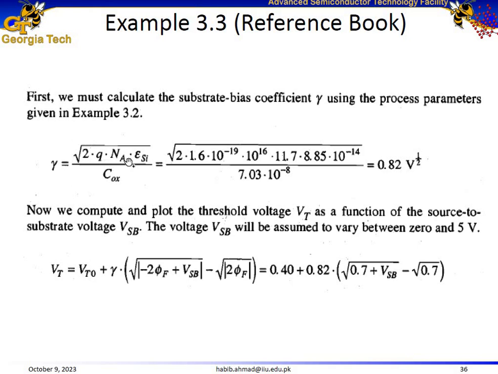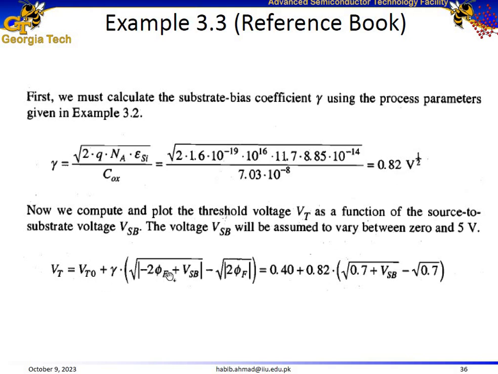The acceptor doping is given over here. We are going to use the same values as example 3.2. Now gamma comes out to be 0.82, and here is the unit of gamma. Gamma is the body coefficient. For a non-zero substrate bias, replace all these values. In the previous example, Vt naught at 0 substrate bias came out to be 0.4 volts.